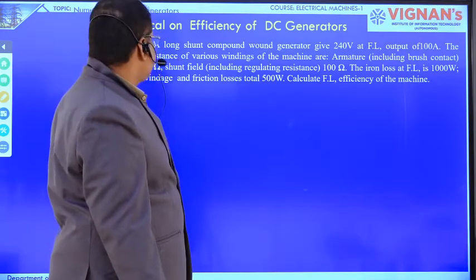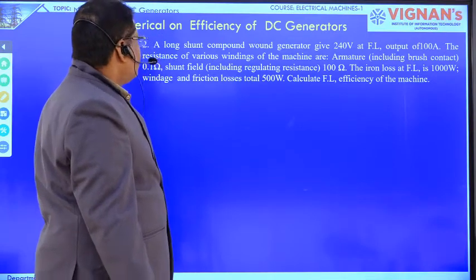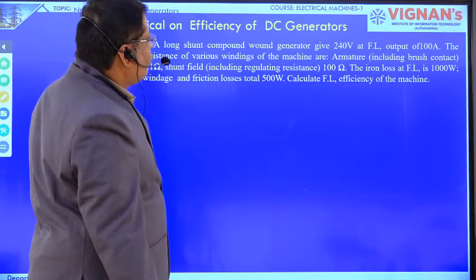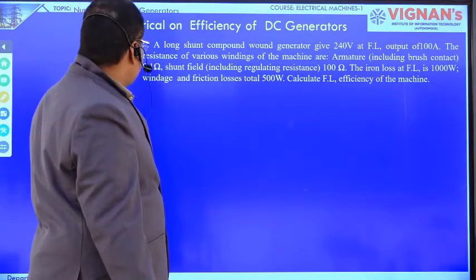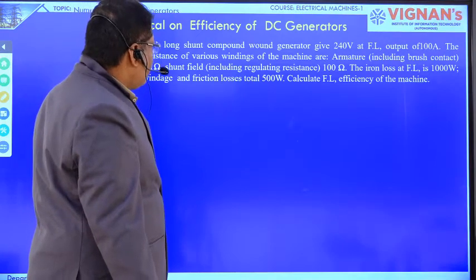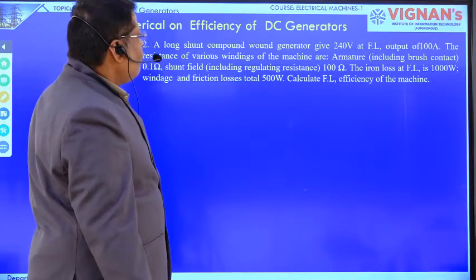Armature including brush contact 0.1 ohm. The shunt field 100 ohms. The iron losses at full load is given 1000 watts. Windage and frictional loss is given 500 watts. Calculate the full load efficiency of the machine.